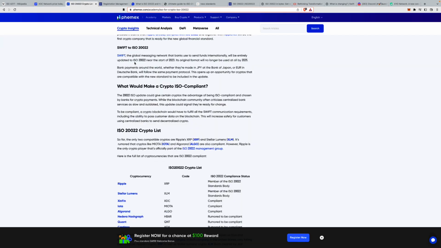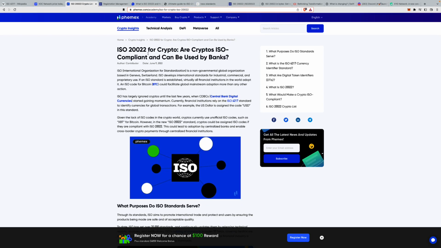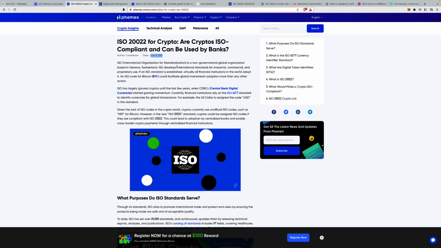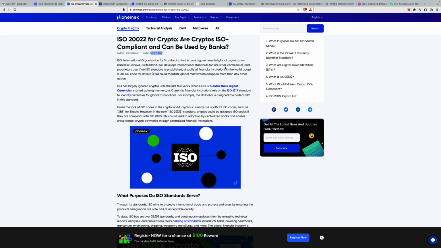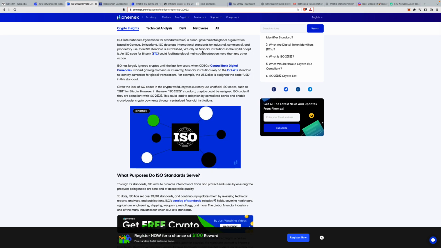So now let's go to the ISO 222 list here. ISO 222 for crypto: are cryptos ISO compliant and can they be used by banks? This was June 9th, not that long ago. ISO is a non-governmental global organization based in Geneva, Switzerland. ISO develops international standards for industrial, commercial, and proprietary use. If an ISO standard is established, virtually all financial institutions in the world adopt it.